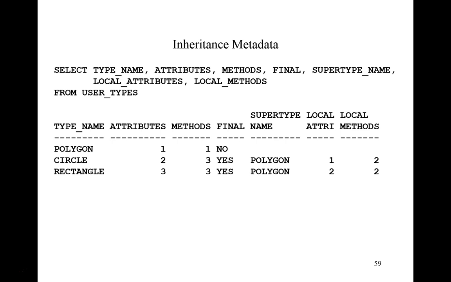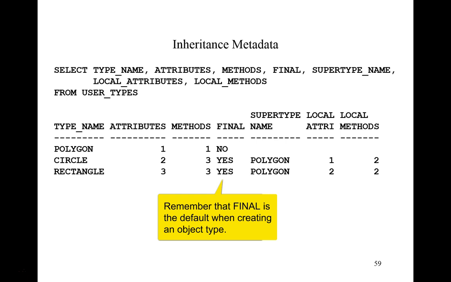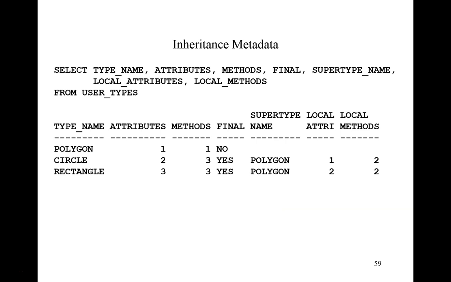For circle and rectangle, we see that these were both declared as final. Remember, we did not explicitly say not final, so this is the end of the road. We can't declare subtypes of circle and subtypes of rectangle. Recall that final is the default. Both of these have a supertype of polygon, and then the information about local extensions.